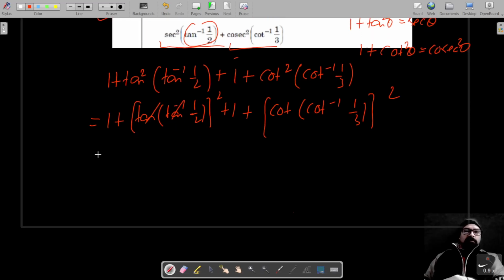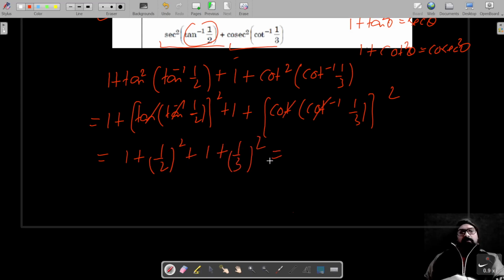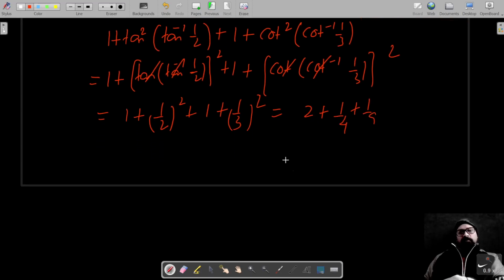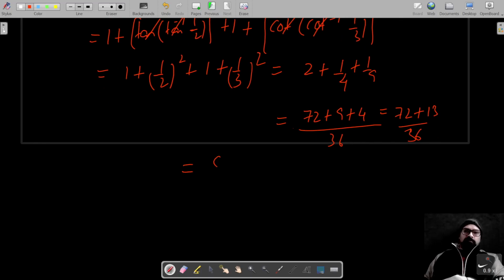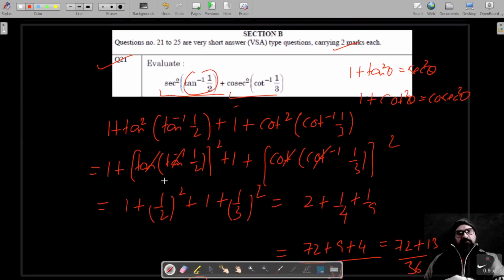So this becomes half. This is equal to half square, and this is equal to 1 plus 1 by 3 square, which is 1 plus 1 is 2. Now the LCM is 36, which gives me 72 plus 9 plus 4. So 72 plus 13 by 36, and the answer should be 85 by 36. So 85 by 36 is the answer for this.